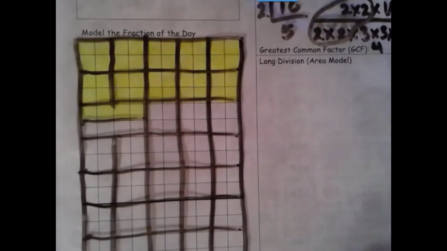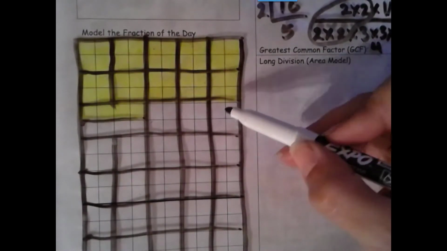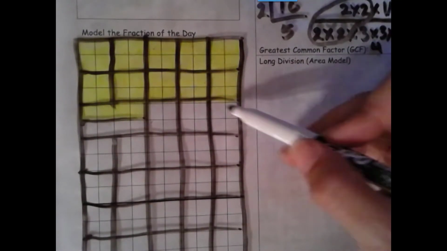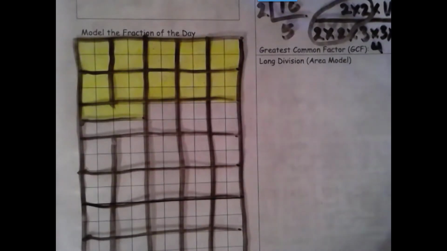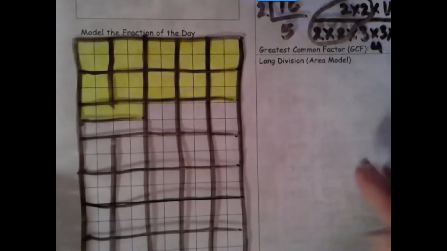I like using perfect squares when I can. 4 is called a perfect square because you can make a perfect square. When you have the same factors, you could make it into a perfect square because it has the same length and width. All right, now let's count up our total amount of groups.